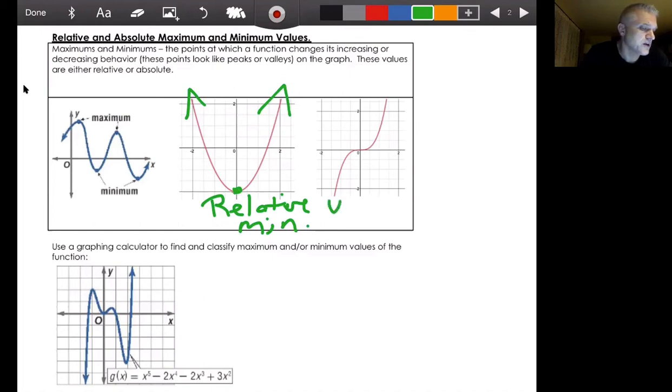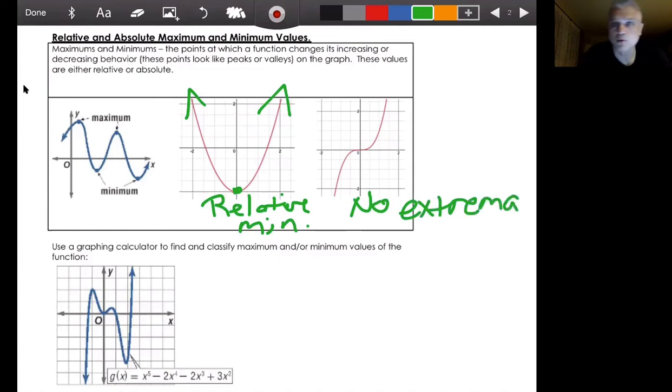Right here, this one starts down. Okay, it never has a relative min or a max, because if you look at, say, this point right here at the origin, to the right, it's going up, to the left, it's going down, which means it's not a minimum because it's not up to the left, up to the right, and it's not a maximum because it's not going down to the left or down to the right. So there are no extrema, plural for extreme values, in this particular graph.